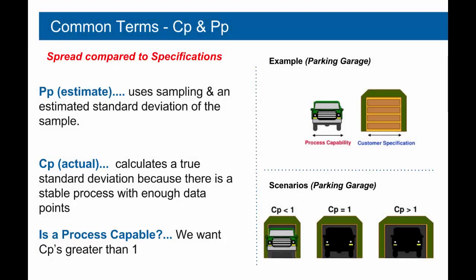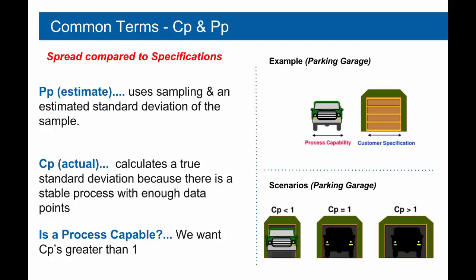So let's first start with variation. PP is a term that's really based on the estimate. So this looks at the sample and estimates out the standard deviation for the group. Whereas CP still relates to variation, but this is calculated based on the true values. So in a lot of cases, you may have enough data points or maybe a stable process where you don't need to calculate based off the estimate, but you can use the actual numbers.